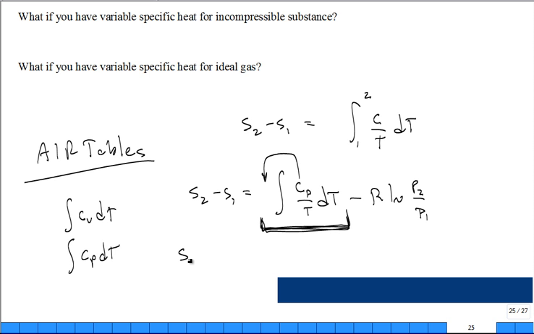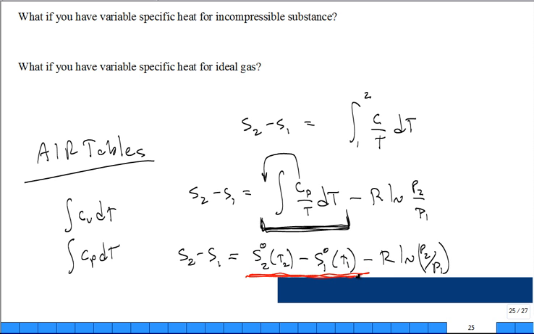So for air, you'll have S2 minus S1 equal to S2 naught as a function of temperature only, minus S1 naught as a function of temperature only, minus R natural log of P2 over P1. This is a very difficult equation for students to swallow. I know I'm throwing it at you real fast, but these are in the air tables. And they give you how the low pressure, that's this naught up here, atmospheric pressure, low temperature change in entropy of air accounting for specific heats is handled.